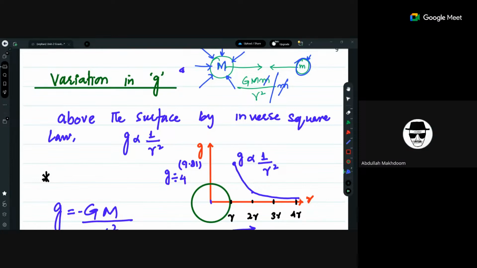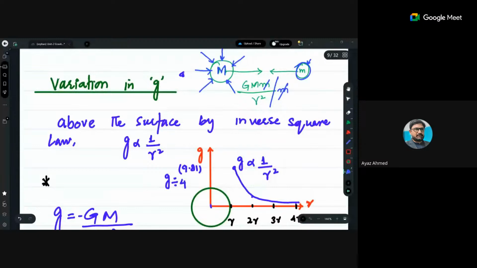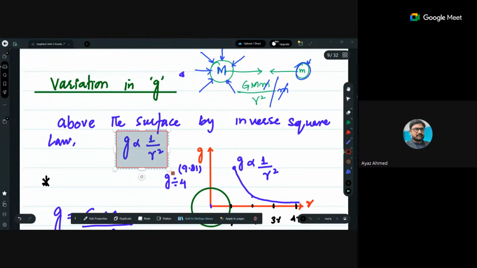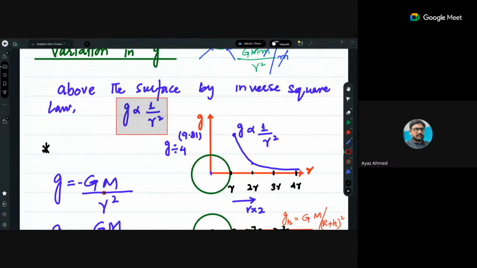Yes, sir, continue. Okay, so I was saying that there is a variation in the g. One of them was above and one was below. Above the surface, we have gone through this topic, if you people remember. Above the surface of the earth, the value of g will be inversely proportional to the distance moved from the surface.